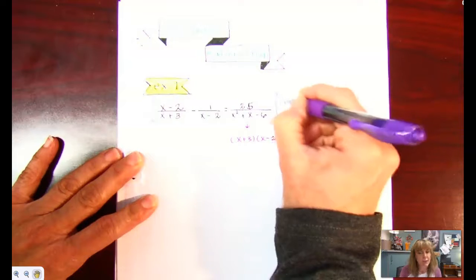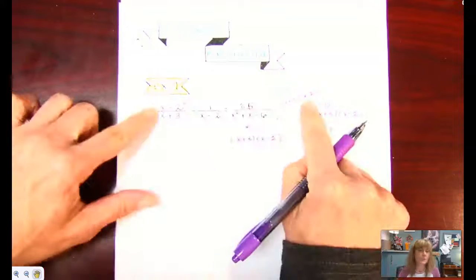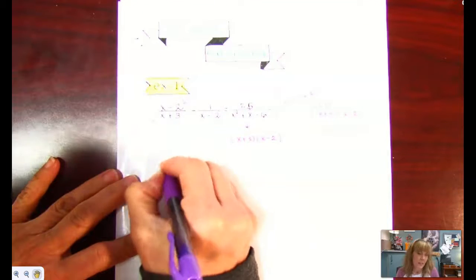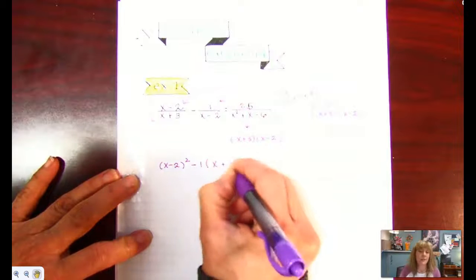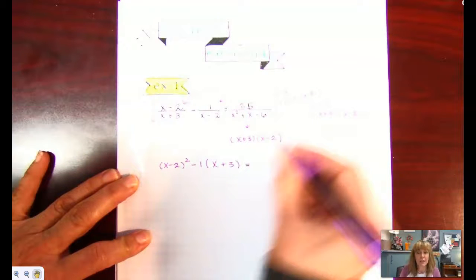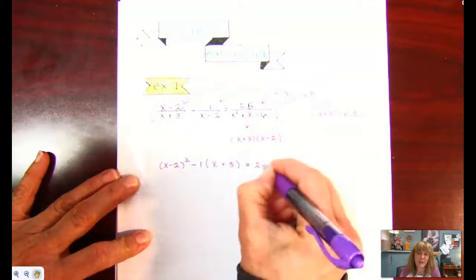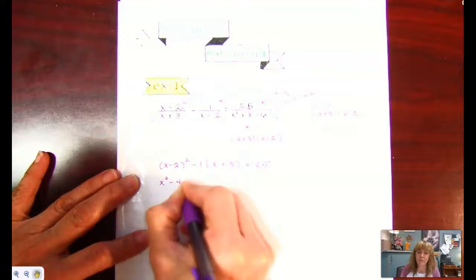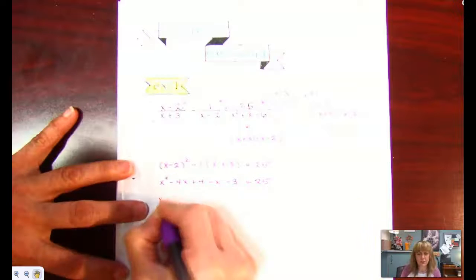So we're going to go ahead and multiply both sides by the LCD. Remember, on equations, when I multiply, they cancel out. So this is going to be just (x - 2) squared and then a -1 times (x + 3). Now remember, on the other side of the equal sign, all of those cancel out. So that's just going to be a 25. Now I'm just foiling, distributing, and combining like terms here.